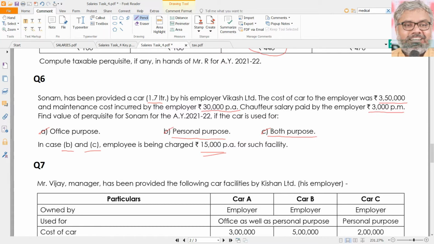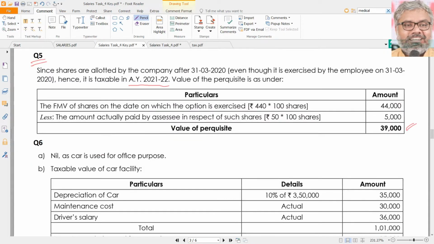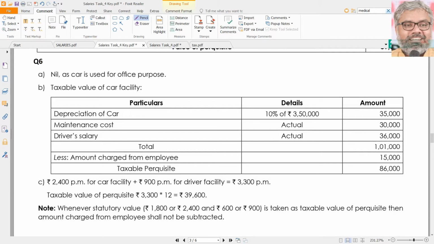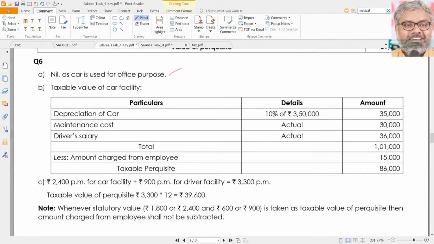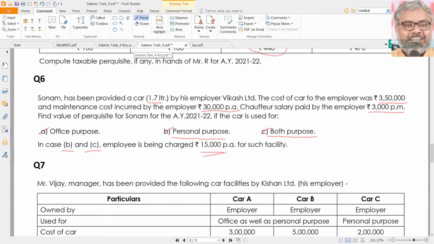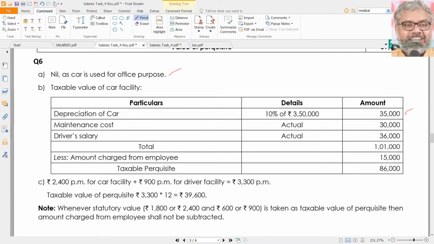Simple direct point. If the car is used for office purposes, there is no perquisite at all. That is nil. So in the first bit A, no perquisite at all. Nothing to be calculated. For B, personal purposes means there are no law specific amounts. Actual amounts only will matter. What are the actual amounts? Car 3,50,000 rupees, 10% of that will be taken, that is 35,000, plus actual amounts of expenditure incurred by the employer. So 30,000 rupees per annum, that is maintenance cost, and 36,000 rupees per annum for the driver. All these three are added.